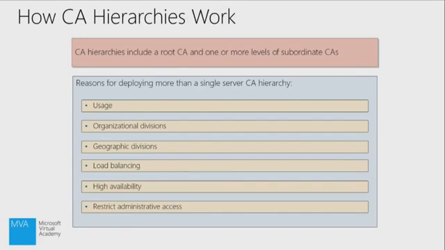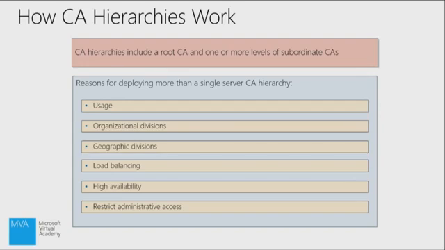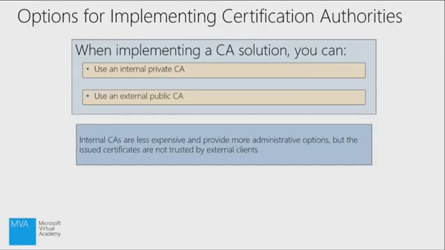How CA hierarchies work. They include a root CA or certification authority and optionally one or more levels of subordinate CAs. You don't have to have subordinate CAs. There are plenty of reasons for deploying more than one, all of them listed here.